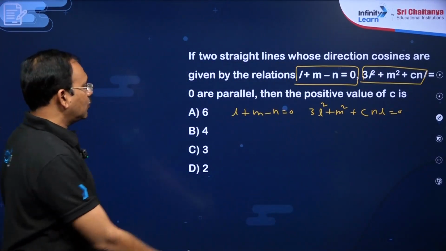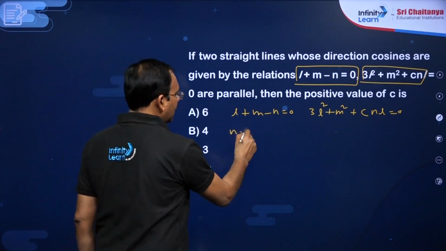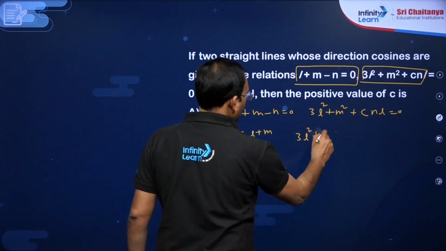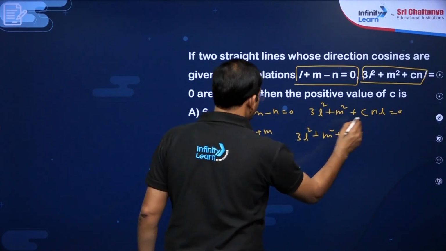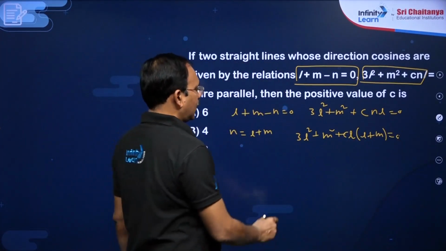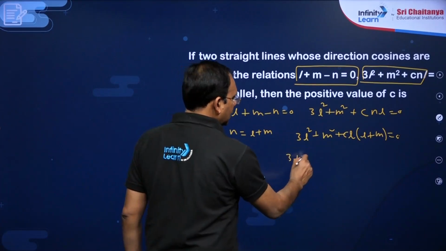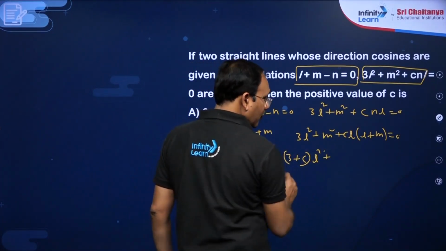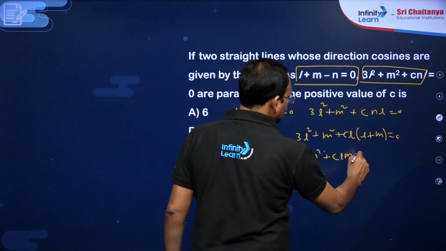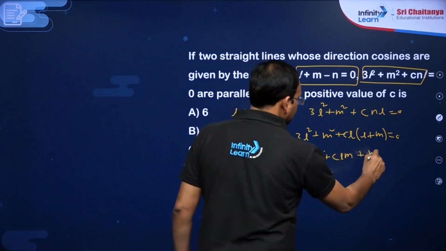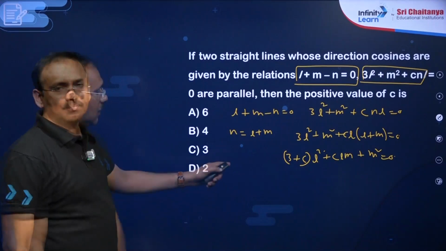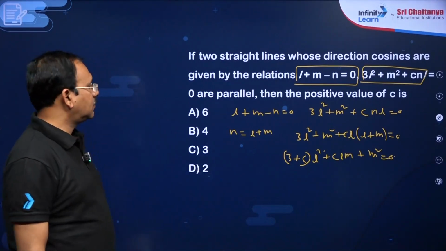So, dear friends, you just eliminate one of the variables from this. N is L plus M. You just substitute. So, this is 3L square plus M square plus CL into (L plus M), you write. So, that you will get (3 plus C) into L square plus CLM, plus CLM plus M square equal to 0.